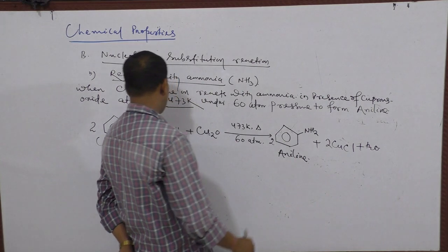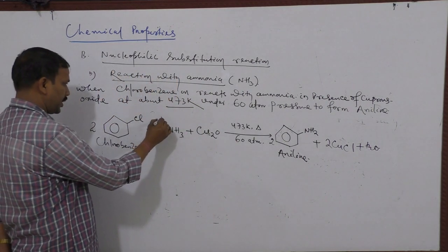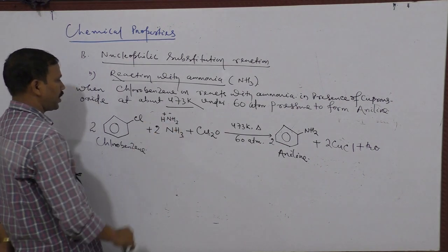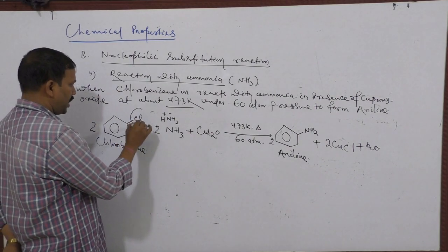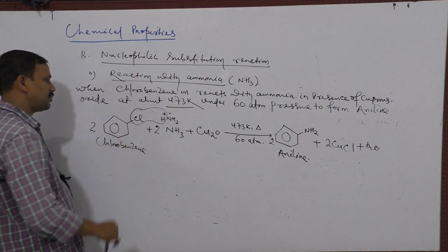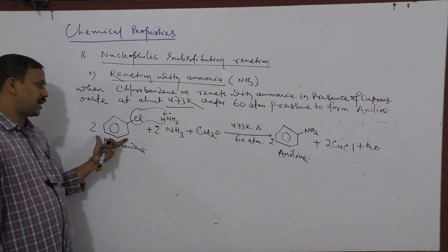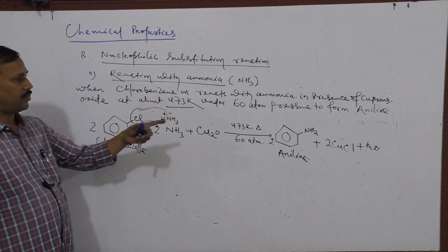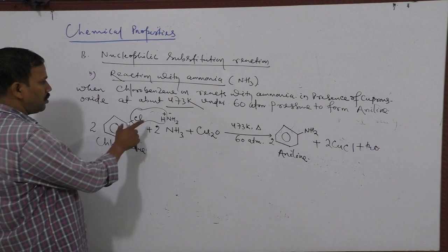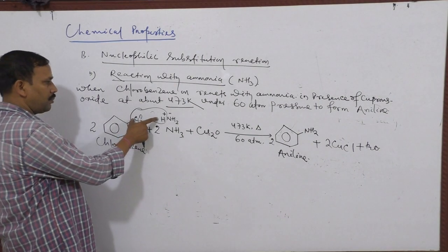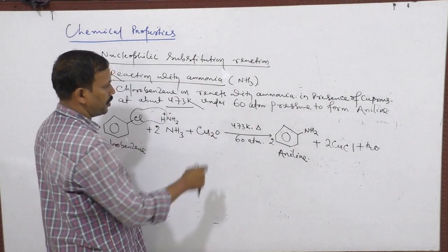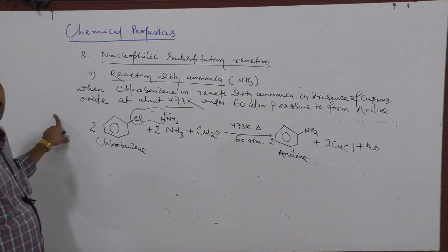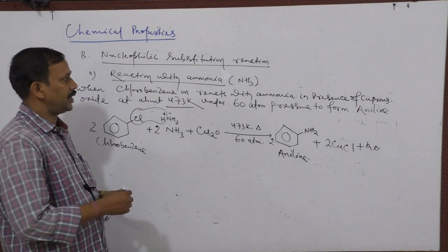How does it form? Now NH3 can be ionized to form H plus and NH2 minus. Now Cl and H are removed in the first molecule. Similarly, in the second molecule, HCl is removed and NH2 is substituted. It produces 2 mole of aniline. Now 2HCl will combine with cuprous oxide to form cuprous chloride and water. This is the second nucleophilic substitution reaction for haloarene.